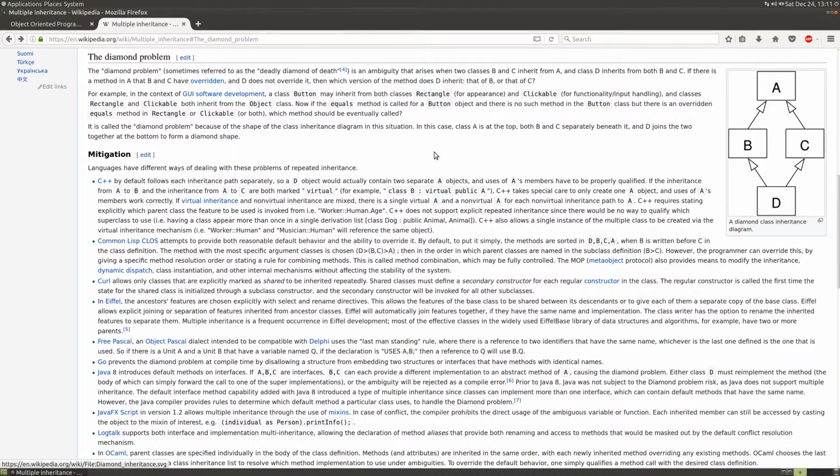And different languages, as you can see in this article, have different ways of dealing with this problem. But it's a problem, nevertheless, that needs to be solved by either your programming language or the standard protocol from when you're programming.